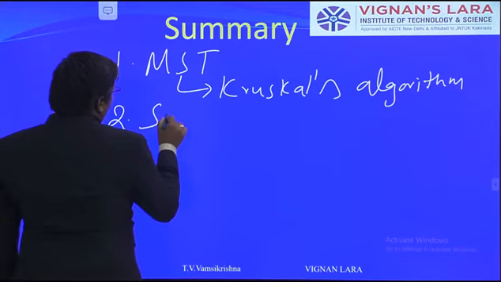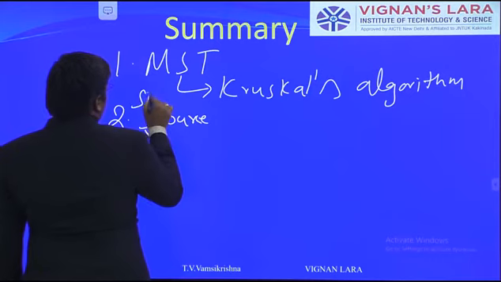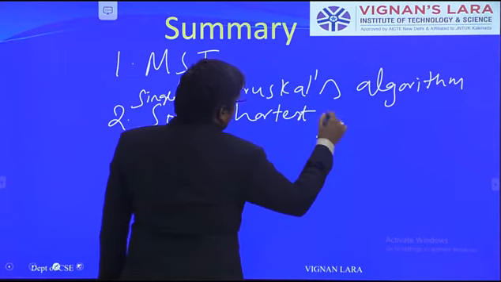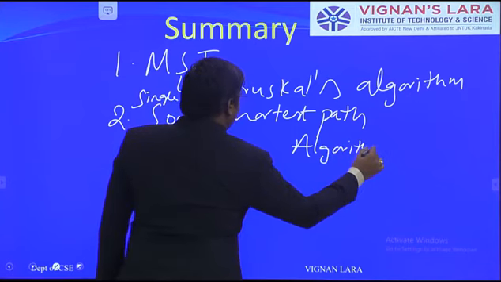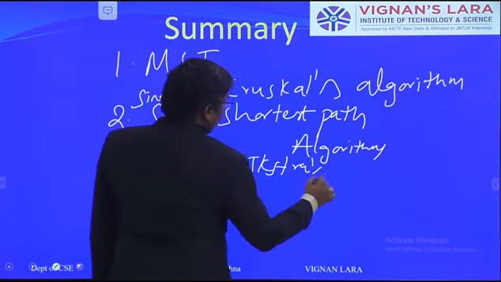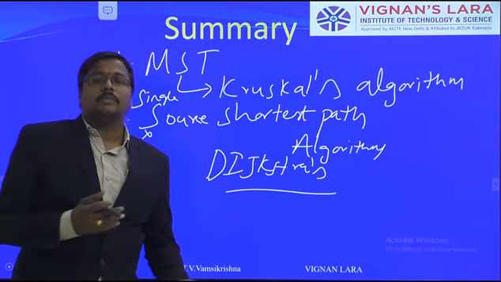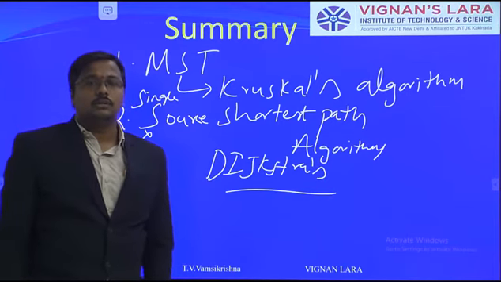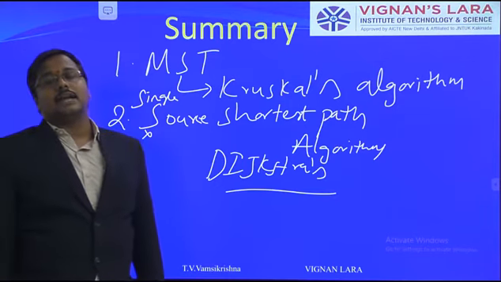And second, we introduced the single source shortest path algorithm, nothing but Dijkstra's algorithm. So we saw Dijkstra's algorithm, and finally we also verified what makes the difference between minimal spanning tree and Dijkstra's algorithm. In the next class we will discuss the all-pairs shortest path algorithm.